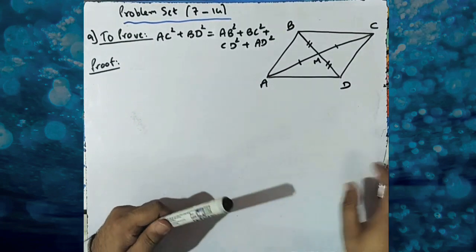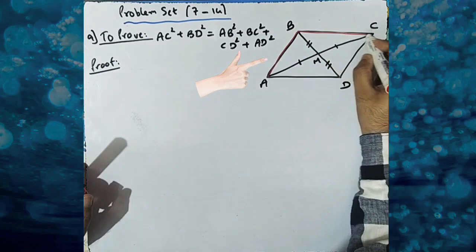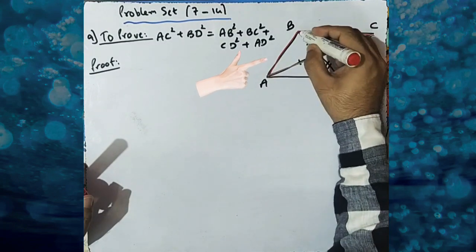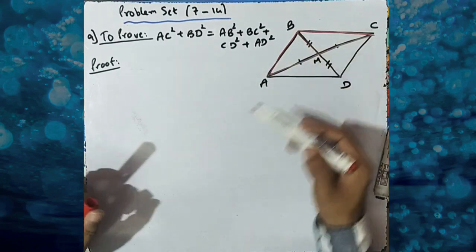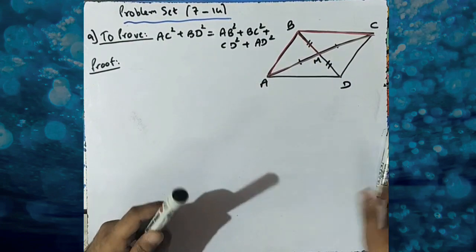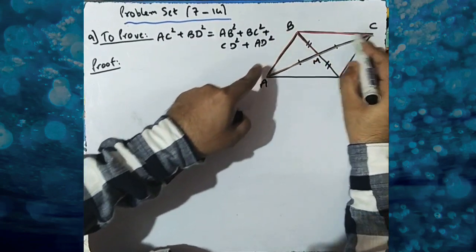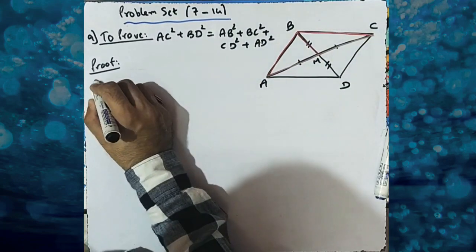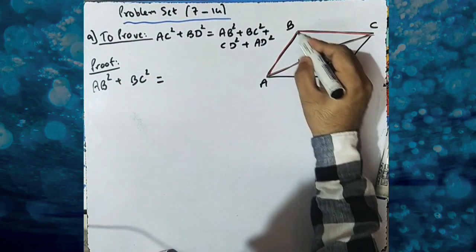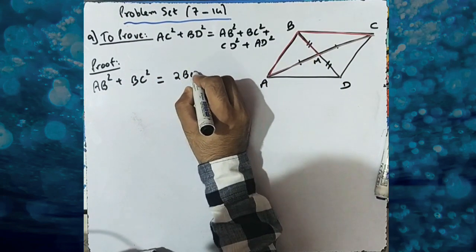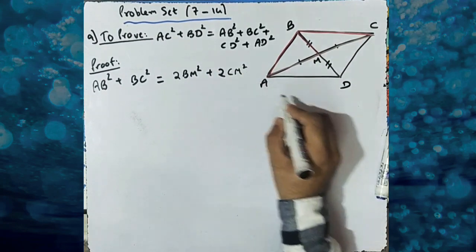In order to prove this, let us take triangle ABC where BM is the median. In triangle ABC, BM is the median. Therefore, by Apollonius theorem, we have AB square plus BC square is equal to 2BM square plus 2CM square.